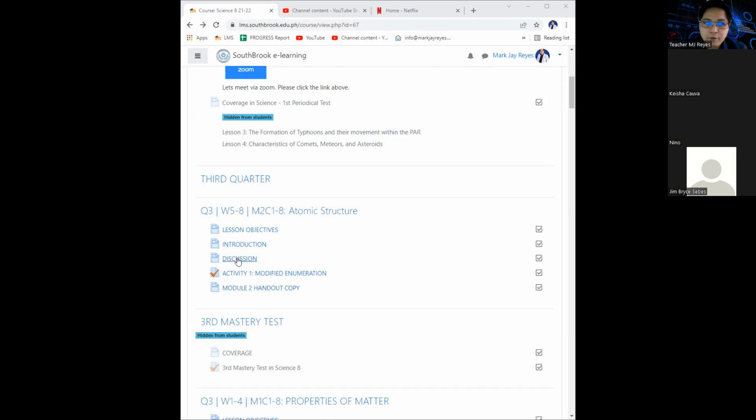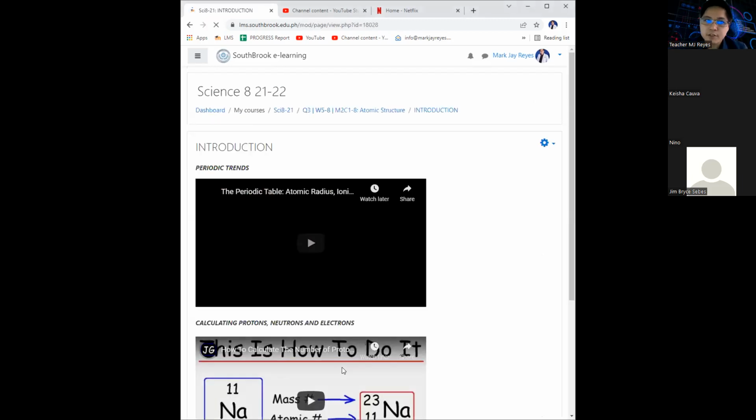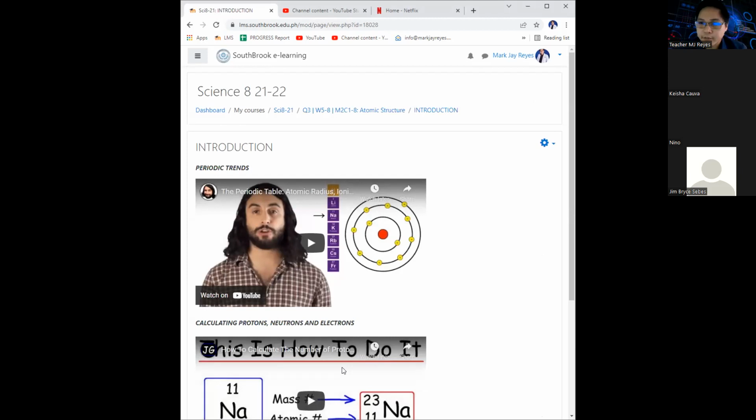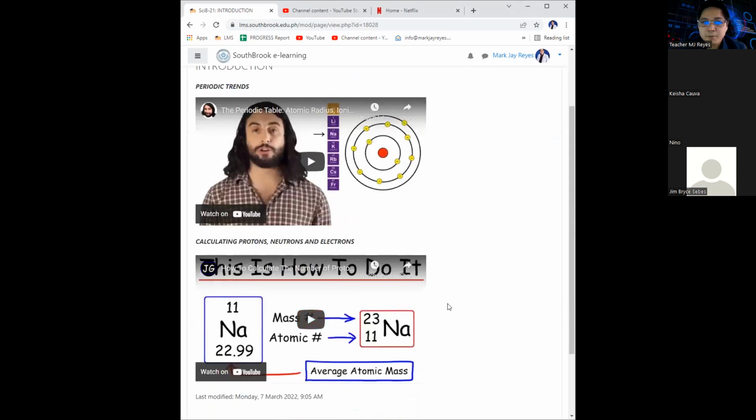For now, I will give you an introduction with regards to the atomic trends, or periodic trends rather, so you can actually see the usage of your periodic table of elements and how this periodic table actually works. And the second is calculating protons, neutrons, and electrons. The basic concept of calculating protons, neutrons, and electrons is actually in our slide also. It is given in your modules, but this is to reinforce your knowledge, right?